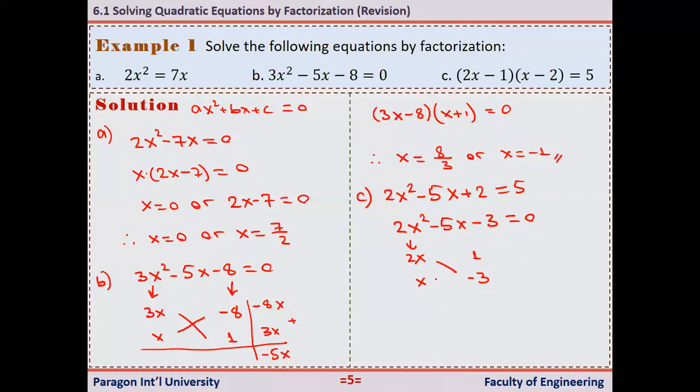Now if you cross multiply, 2x times -3, -6x, x times 1, it is x, their sum is -5x. So we can factorize it as (2x + 1)(x - 3) = 0. So the solutions of this quadratic equation are x equals -1/2 or x is equal to 3. Okay.